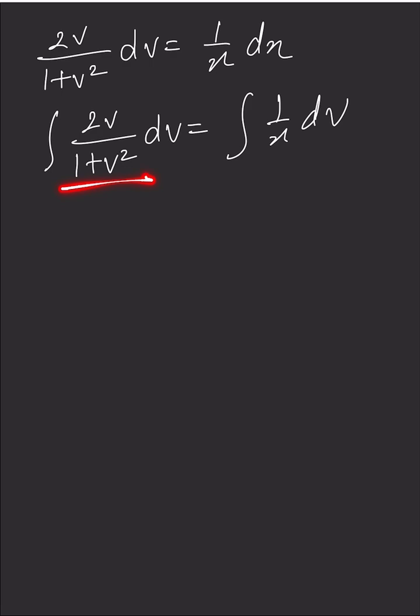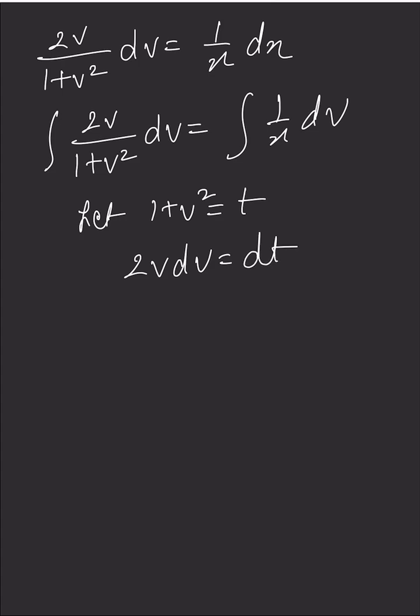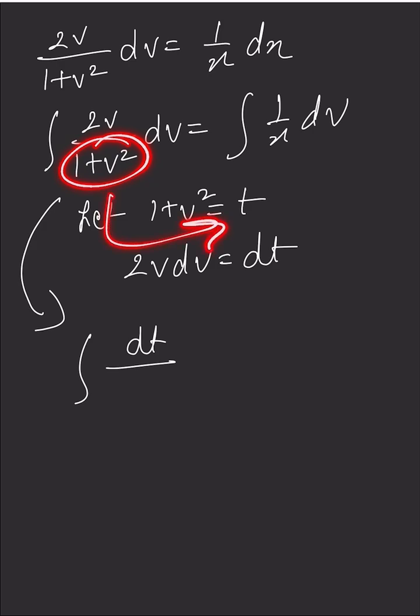So this one, if you see, it's pretty straightforward. Take this to be t. When you take this to be t, let me show you. Let 1 plus v square be equal to t. So what do you get? 2v dv is equal to dt. So we have got our 2v dv as dt. So we are going to change this into the integral of dt upon t.